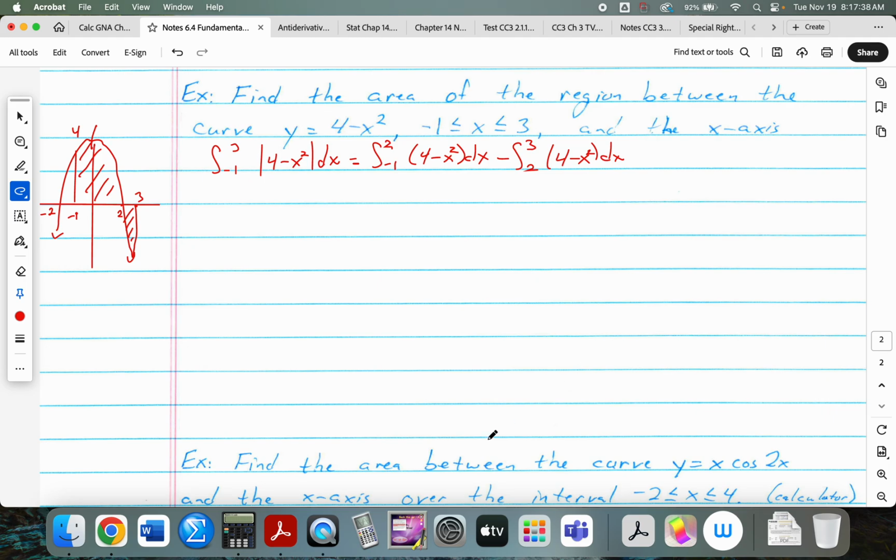So now I simply need to take the antiderivative and apply the second part of the fundamental theorem. So it'll be 4x minus 1/3 x cubed, evaluated from -1 to 2, minus 4x minus 1/3 x cubed from 2 to 3.